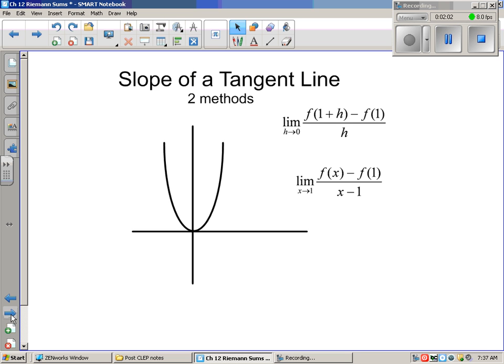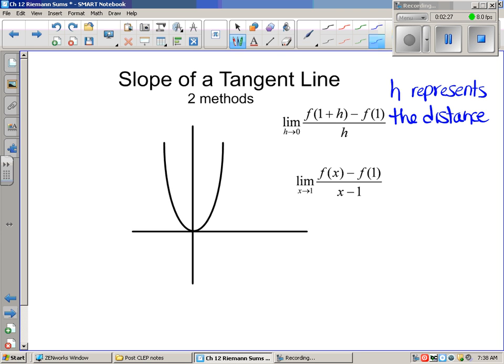So if I want to find the slope of a tangent line, there are two methods of doing so. One uses the limit as h approaches 0, and the other one uses the limit as x approaches the number. Now, what do they mean? With h approaches 0, h is representing the distance away from, in this case, 1. Okay? The distance away from 1.